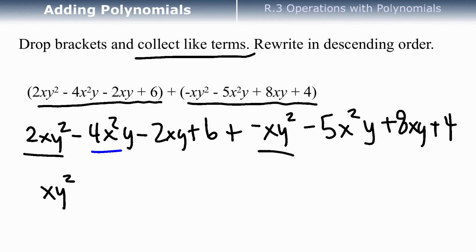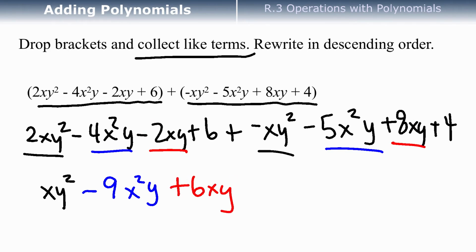Okay, now I have an x squared y here and an x squared y there. Here I'm down 4, I lose another 5, so I'd be down 9 x squared y. And then here I have an xy, here's an xy, down 2, gain 8, so I'd be up 6xy. And lastly, I've just got some plain numbers, a 6 and a plus 4, so that would be plus 10. So to simplify this, or to add these two polynomials, this is what I'd get.